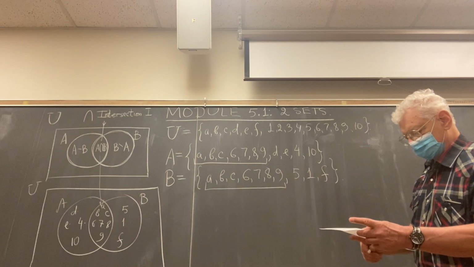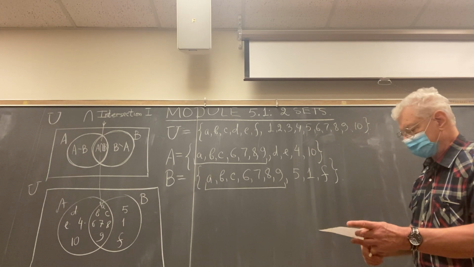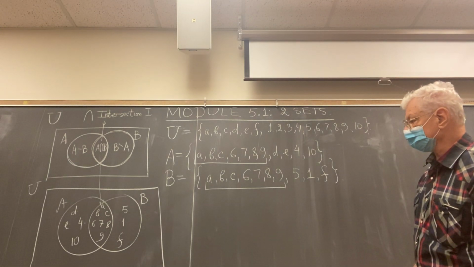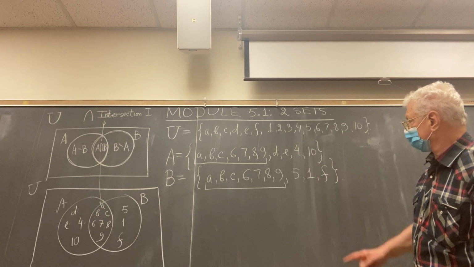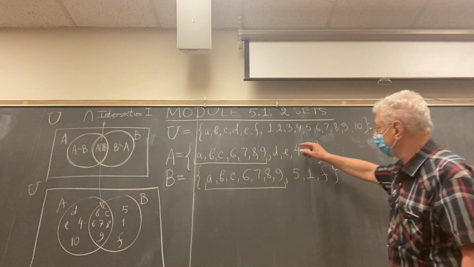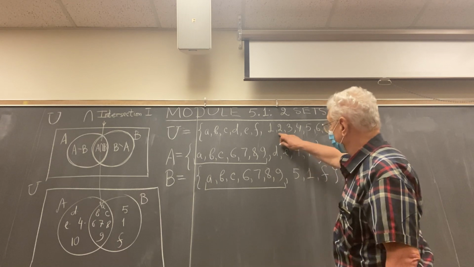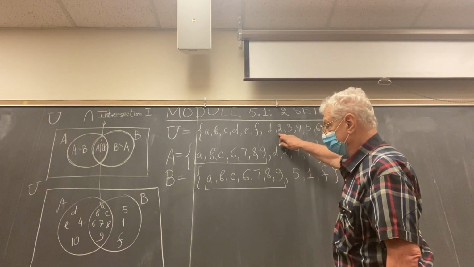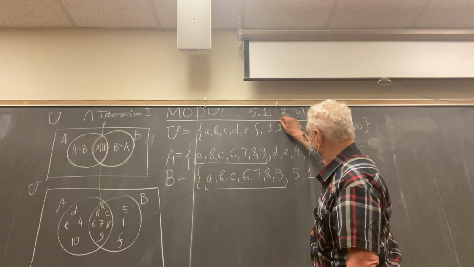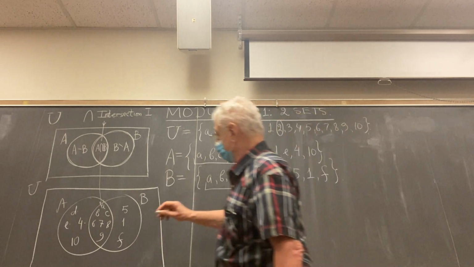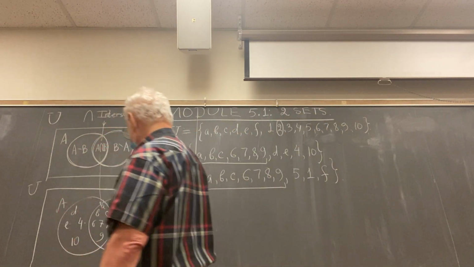Okay, let's look. What else? Okay, 4 is there. How about 1? 1 is there. Yes, 1 is in B. How about 2? 2, no. Okay, no. So we just mark it, and we put 2 somewhere outside of A and B.